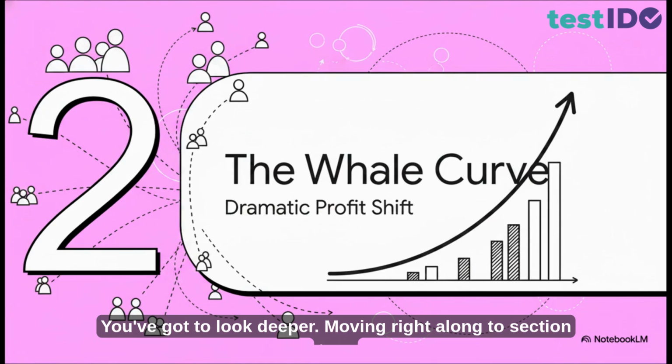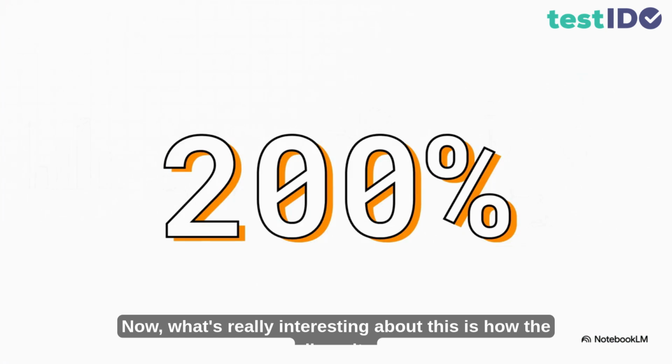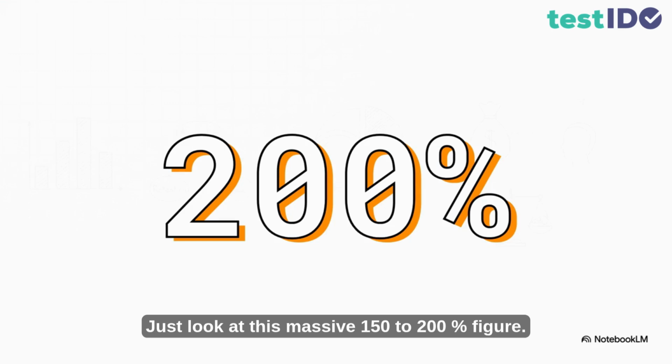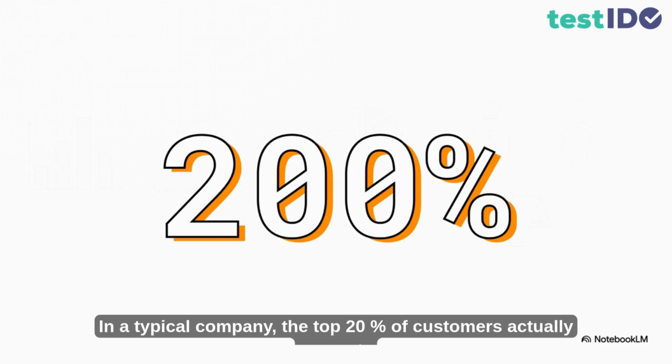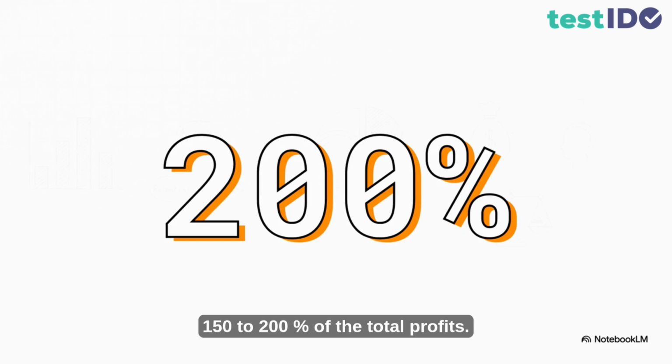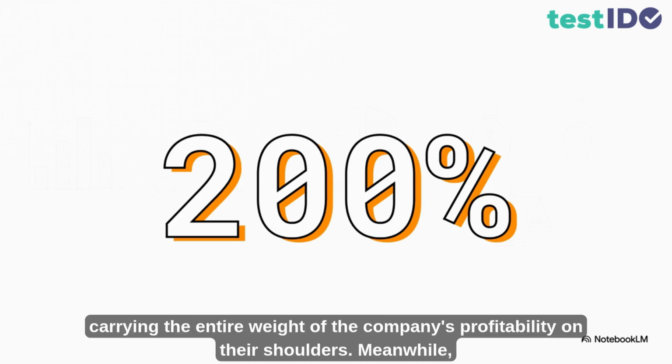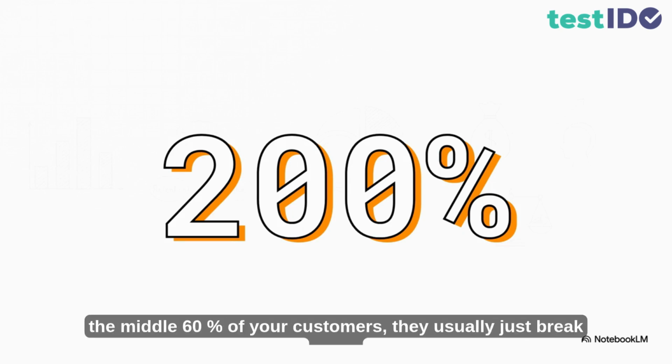Moving right along to Section 2, the customer whale curve, the dramatic profit shift. Now, what's really interesting about this is how the disparity looks when we zoom out and view our entire customer base. Just look at this massive 150 to 200% figure. When we plot customer profitability, it forms what we call a whale curve, and the results are incredibly dramatic. In a typical company, the top 20% of customers actually generate 150 to 200% of the total profits. I mean, they are basically carrying the entire weight of the company's profitability on their shoulders. Meanwhile, the middle 60% of your customers, they usually just break even.